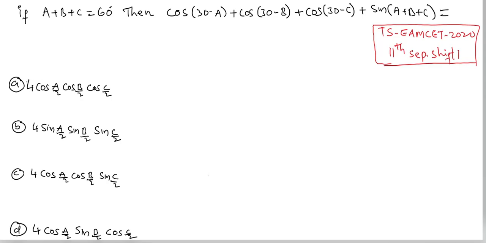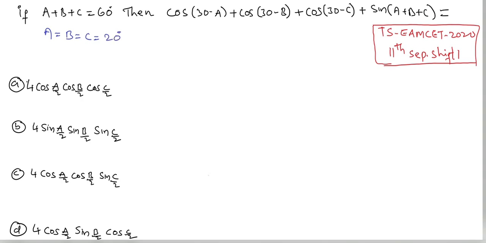If A plus B plus C is equal to 60 degrees, then cos of 30 minus A plus cos of 30 minus B plus cos of 30 minus C plus sin of A plus B plus C is. This is TS EAMCET 2020, 11th September Shift 1 question. Here it is given A plus B plus C is equal to 60 degrees. Take A is equal to B is equal to C is equal to 20 degrees.